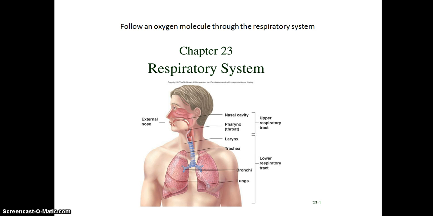Finally, follow an oxygen molecule. The oxygen molecule will start in the air. You breathe that in through the nasal cavity and the mouth. You then go down past the pharynx and the larynx on the way down through the trachea. You then go into the bronchi and into the alveoli at the lungs. This is where diffusion takes place.